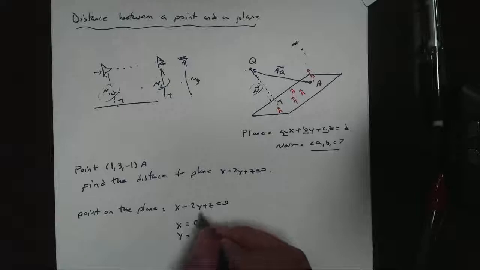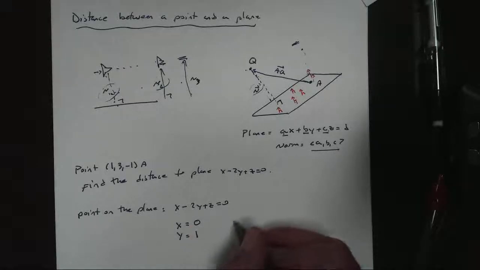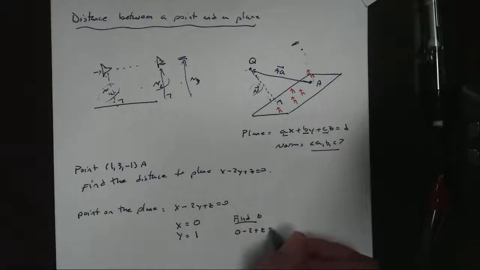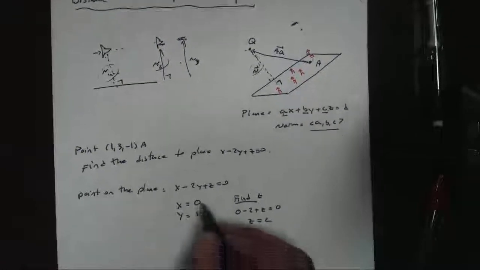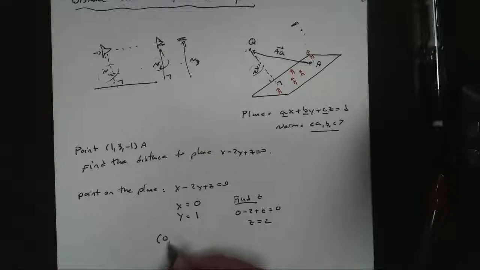I'll let x be 0. Yeah, I know y can be 0, but let's not be boring. Let's let y be 1. And I find z. Well, if I solve for z, I'm going to get 0 minus 2 plus z equals 0, and we get z equals 2. So we have a point on our plane, 0, 1, 2.